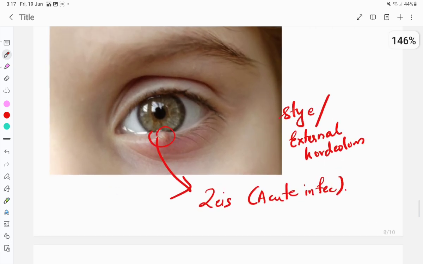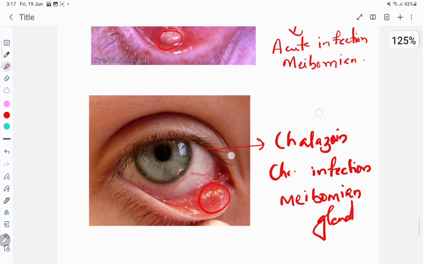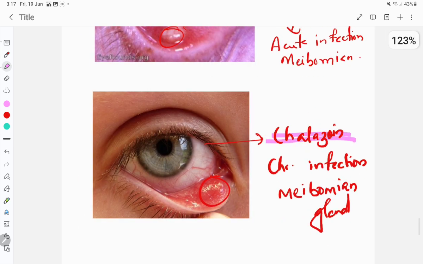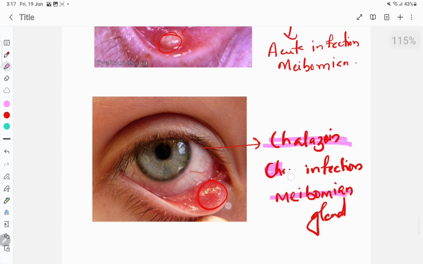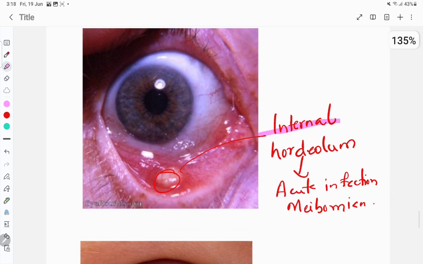So they'll give you a clinical picture, and you will know that it is a stye. They'll ask you which gland is affected, that is the gland of Zeis. Next question, the most common question is chalazion. They ask you what it is. It is a chronic inflammation of which gland? Meibomian glands. Acute infection of the meibomian gland is called internal hordeolum. That's all you should know, right?